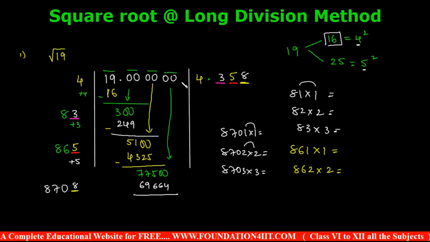Yes, we need not subtract again because we need only up to 3 decimal places. Okay, so therefore we can conclude this. The square root of 19 is approximately 4.358. It's not a perfect square, right? We'll keep on going. So these are irrational numbers, and we'll keep on continuing. Up to 3 decimal places, 4.358.